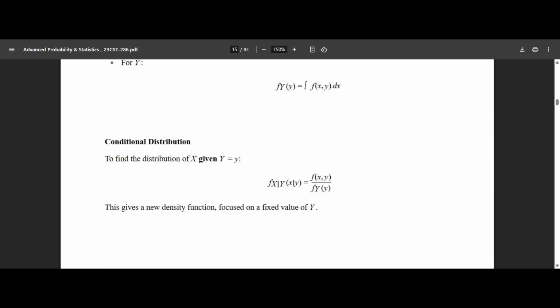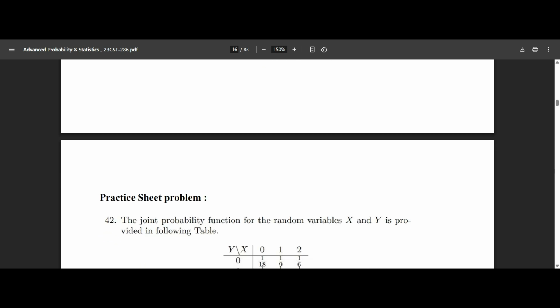Now, what is conditional distribution? To find the distribution of x given y equal to small y, we get f of x given y equal to f of xy divided by f of y. So conditional probability we just did some time back. So this is the same formula.